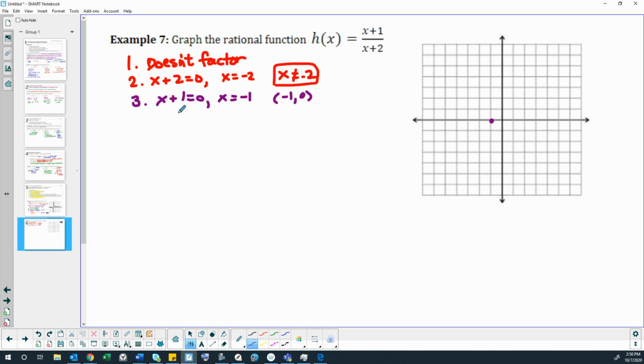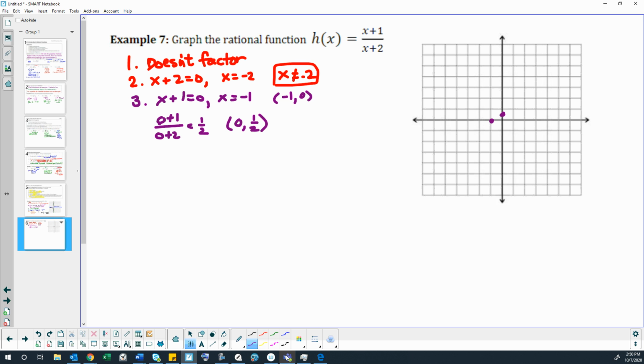And then for the y-intercept, we're going to plug a 0 in for x. So 0 plus 1 over 0 plus 2 is 1/2. So that puts a y-intercept at (0, 1/2). So about right here.